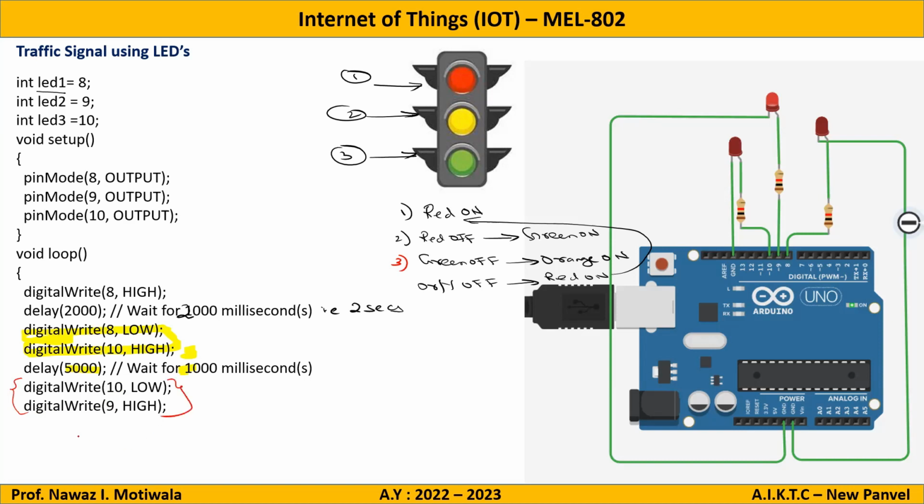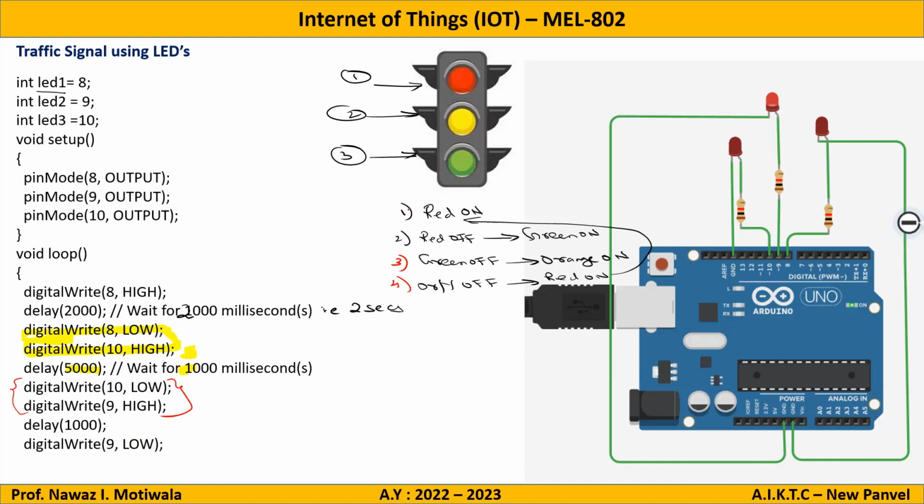And then we have to keep this orange or yellow light glowing for some seconds. So I will just give a delay of 1000, that is 1 second, it will be glowing. And then we will go for the fourth step. For the fourth step, the orange should be off. So after it has glowed for 1 second, it has to go off. So I will write digitalWrite(9, LOW), and after that the cycle will repeat.